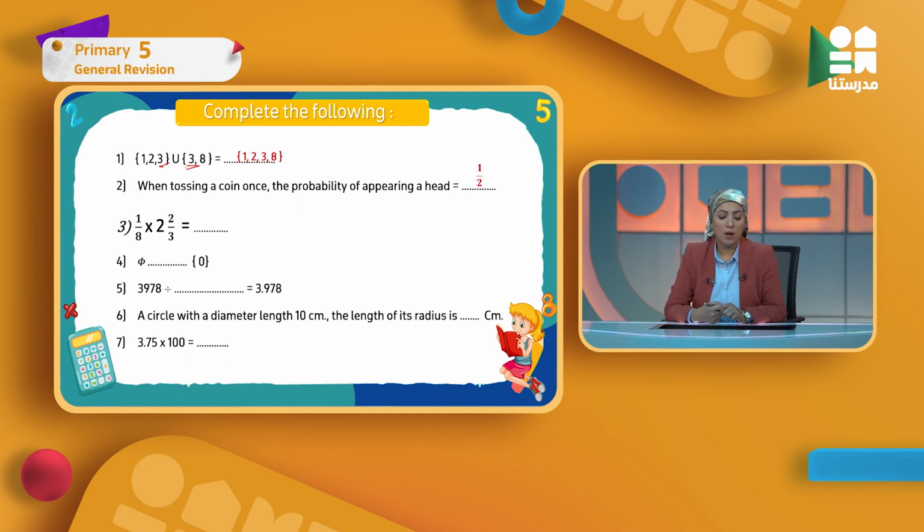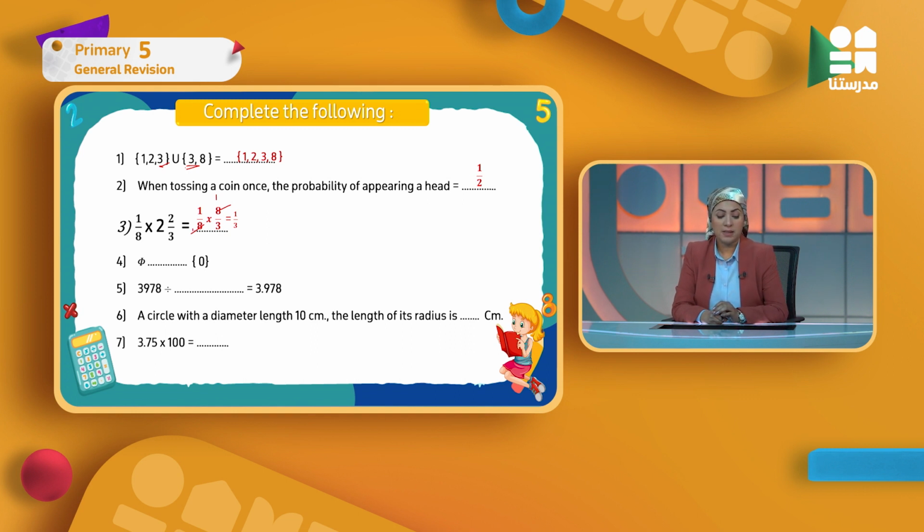Question 3, 1/8 times 2 and 2/3. تاني ما ينفعش mixed number، لازم أحوله لفراكشن. So 3 times 2 is 6 plus 2 is 8. It will be 1/8 times 8/3. I will simplify the 8 with the 8, so it will be 1 and 1. So the answer is going to be in numerators, 1 times 1 is 1. Denominators, 1 times 3 is 3. So it is 1/3.